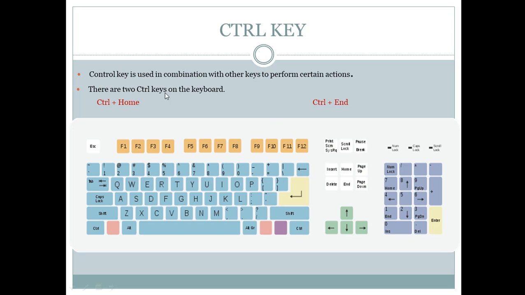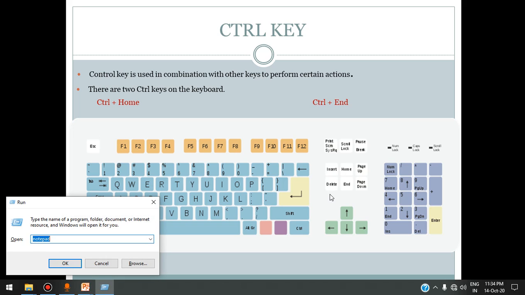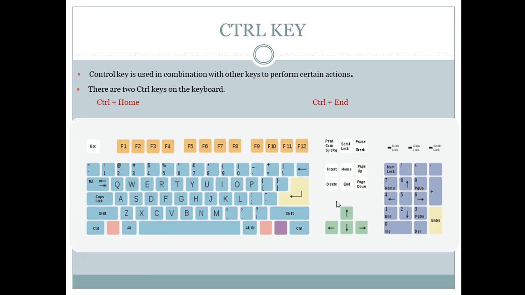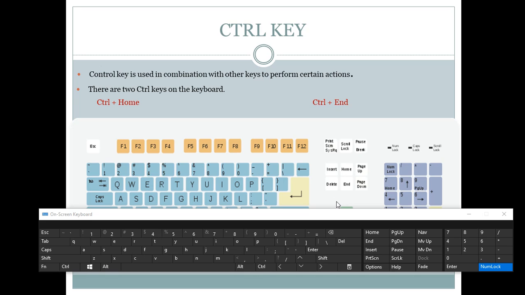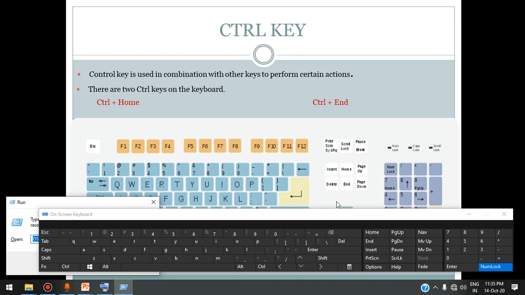The first key combination is Control plus Home. Home is a key; this is the Home key. The second key combination is Control plus End. This is the End key. Now how to use these key combinations, I will show you with the help of an example. To show this example, I will first open the on-screen keyboard, and then I will open an application. The name of the application is Microsoft Word. How to open it, we will learn later on.